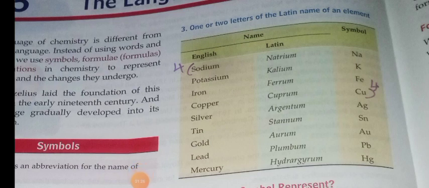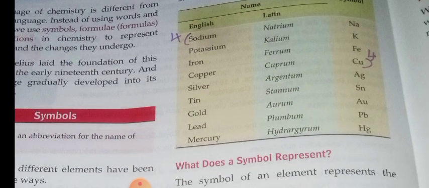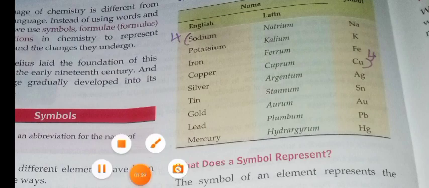And here, one or two letters of the Latin name of an element. For example, sodium, the Latin name is natrium and the symbol is Na. Potassium, kalium, K. Iron, ferrum, Fe. Copper, cuprum, Cu. Silver, argentum, Ag. Tin, stannum, Sn. Gold, aurum, Au. Lead, plumbum, Pb. Mercury, hydrargyrum, Hg.